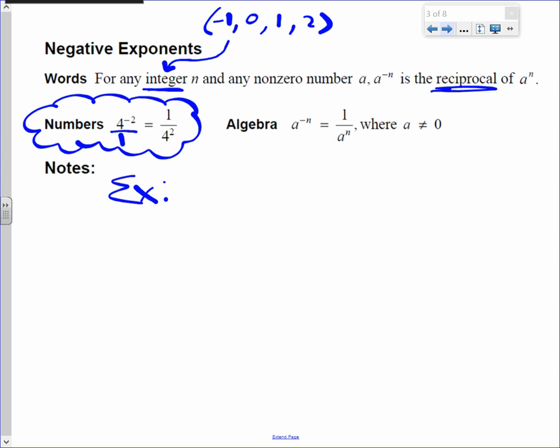Beltran, what's your favorite letter? R to the negative 8th power.